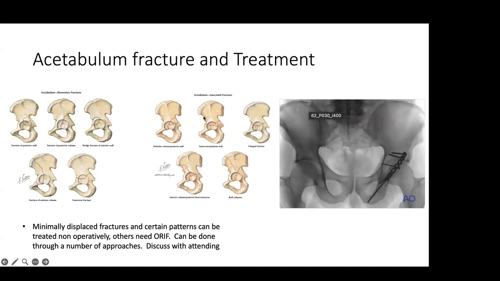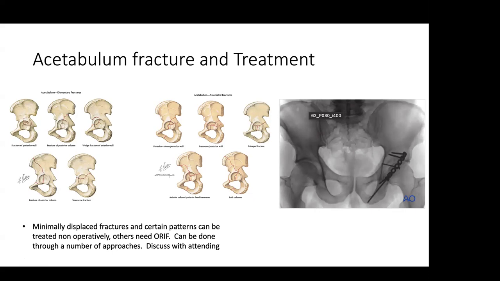This is kind of beyond the scope of this talk, but just in case you wanted to look at it, there are 5 types of elementary fractures and 5 types of associated fractures. The elementary fractures are more simple fracture patterns and usually only involve one column, like the anterior or posterior column or anterior or posterior wall, except for transverse fractures. The associated fractures are more complicated. Sometimes they're non-operative, like anterior wall, and sometimes anterior column fractures can be treated non-operatively. Very rarely, posterior wall fractures can be treated non-operatively, if they're minimally displaced or in a very elderly patient.